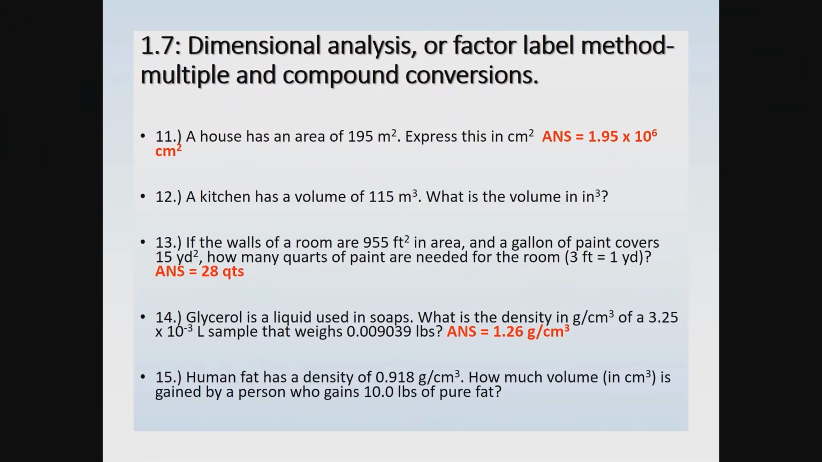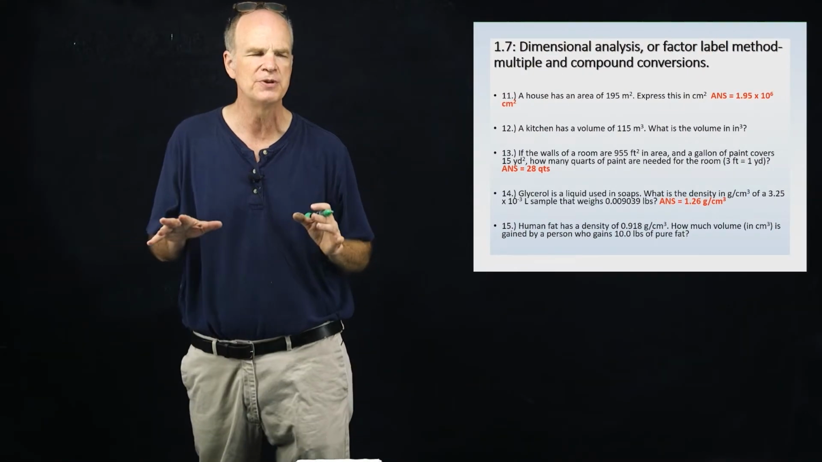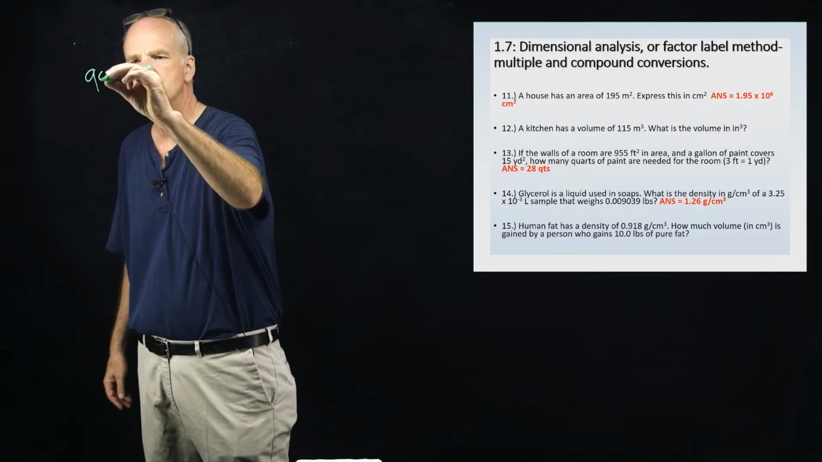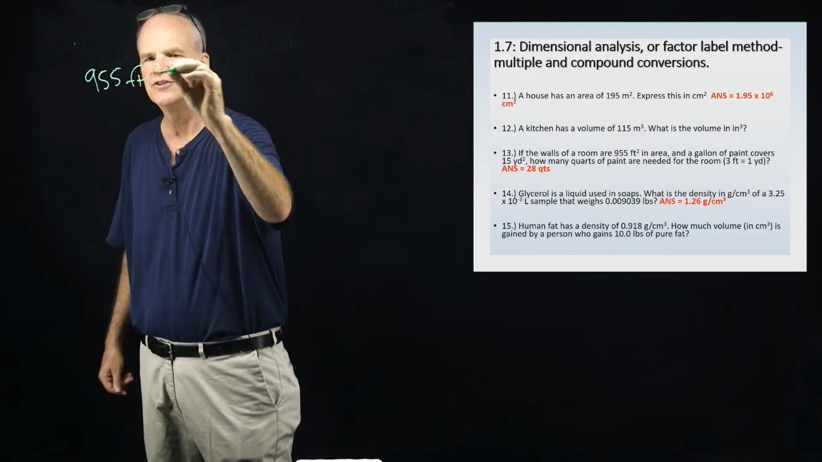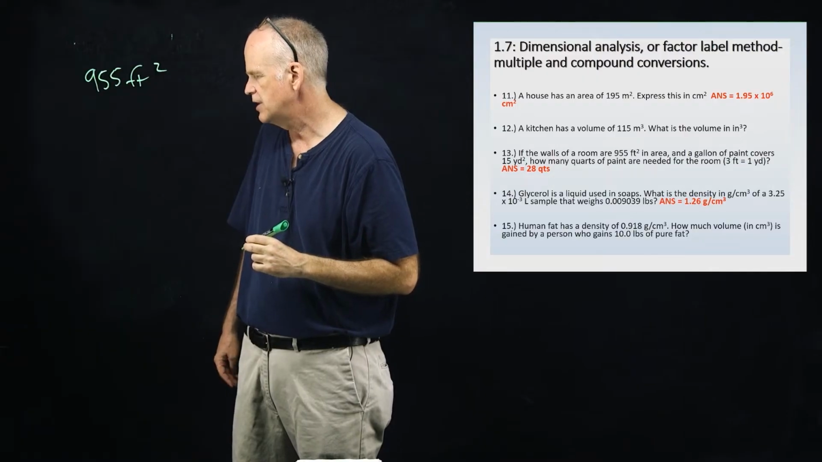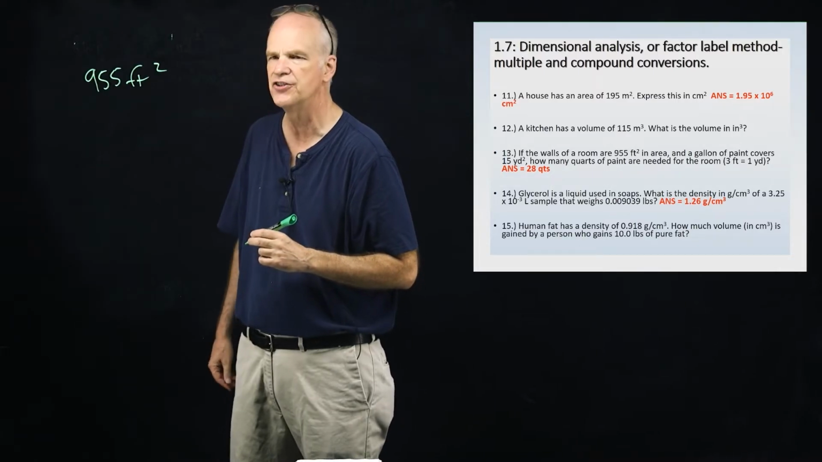So now with problem 13, the problem is, if the walls of a room are 955 feet squared in area and a gallon of paint covers 15 yards squared, how many quarts of paint are needed for the room? Okay, so this is another problem where we have 2 pieces of information, and we have to see maybe if one of those pieces of information is a conversion that we can use. So we have 955 feet squared. And then, do we have a conversion in there? It looks like we do. It says, and a gallon of paint covers 15 yards squared.